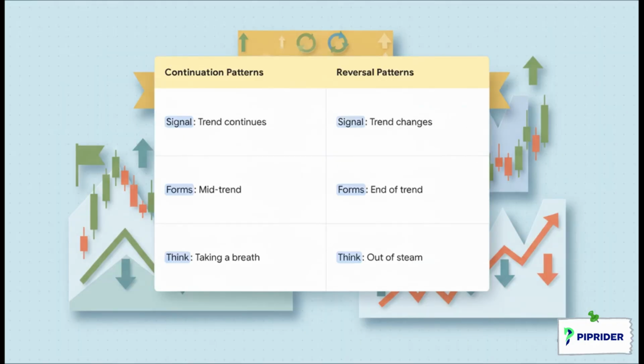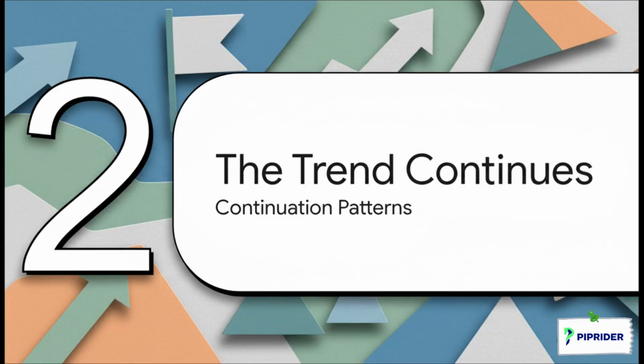So let's break that down. A continuation pattern, that's your signal that a trend is probably just taking a breather and is likely going to keep going on its journey. But a reversal pattern, that's a totally different story. That one's telling you the trend might be running out of steam, getting tired, and could be about to change direction completely. All right, so let's dive into that first story, the one where the trend is just pausing, not stopping. We're talking about continuation patterns.